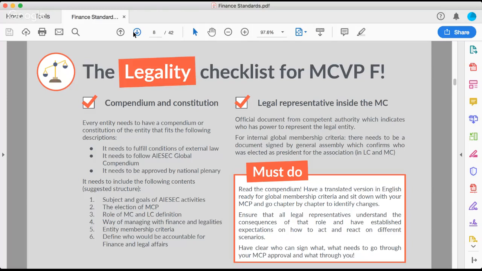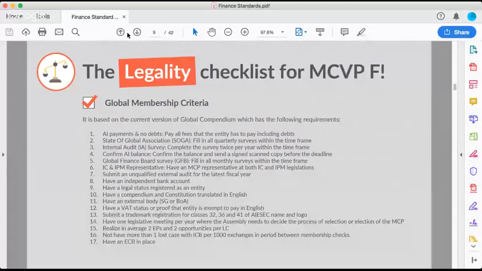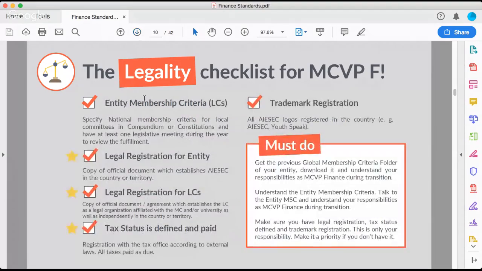Legal representative inside the MC, and that means that we have an end responsible for legalities. Global membership criteria: MC will ensure that the national compendium is aligned to the global membership criteria. So for that, you don't need to worry, but whenever the MC communicates about global membership, we should make sure that we work on it as well.